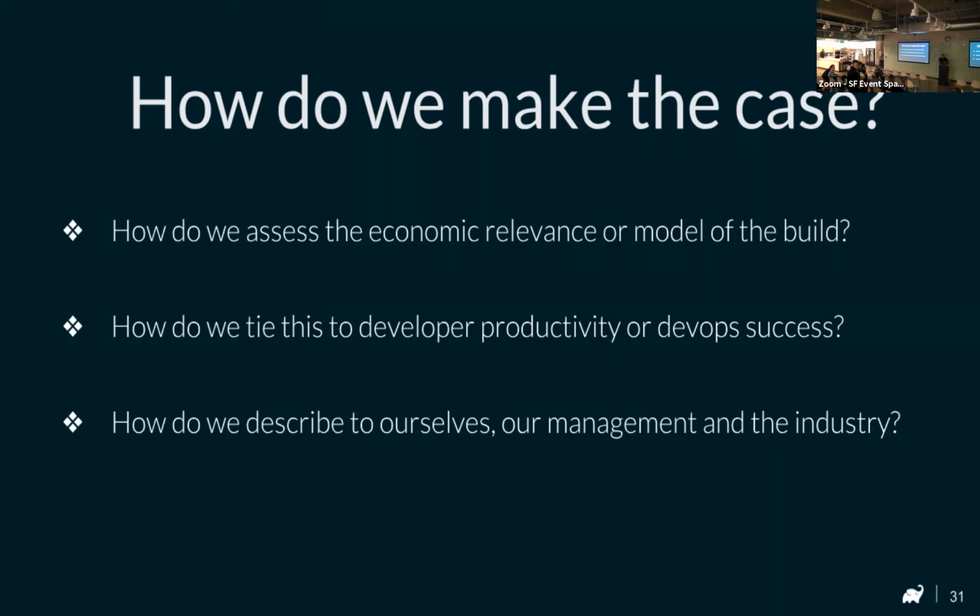So, how do we assess the economic relevance or model of the build? How much engineering productivity do you save when you make the build 1 minute faster? Or how much money do you save if you get SSD drives on all the CI machines? At the moment, no one has the data. To be honest, it's almost a disgrace for the industry.